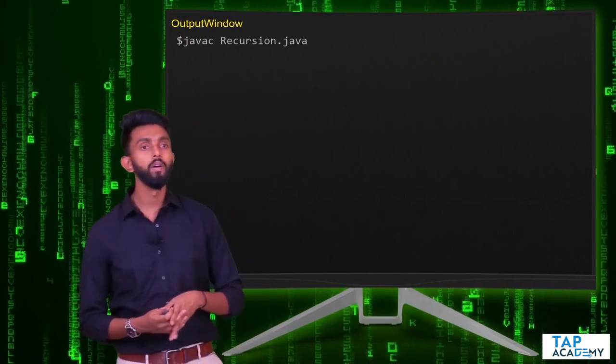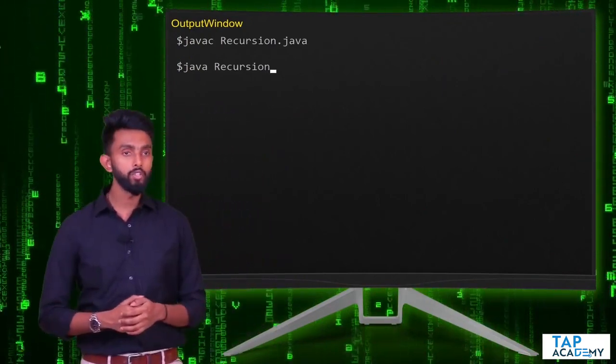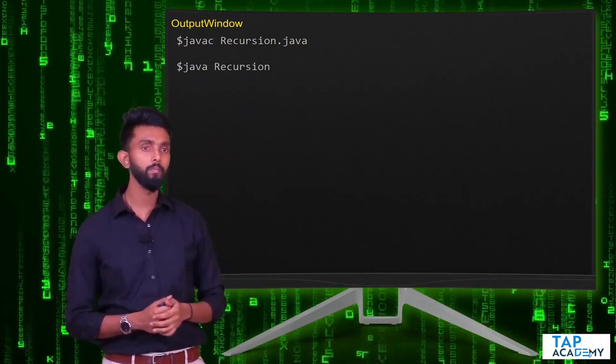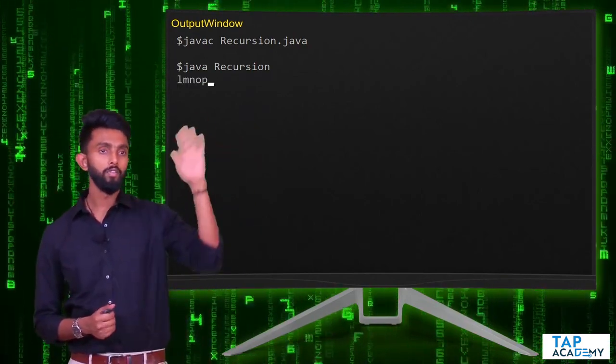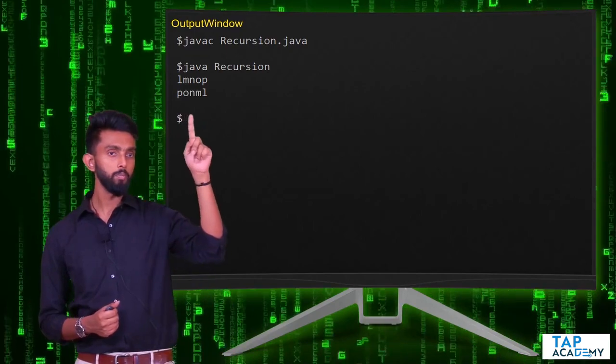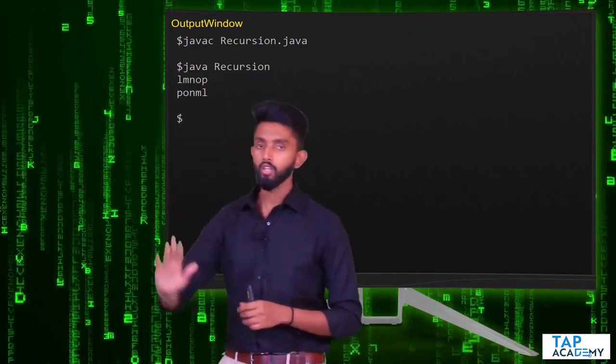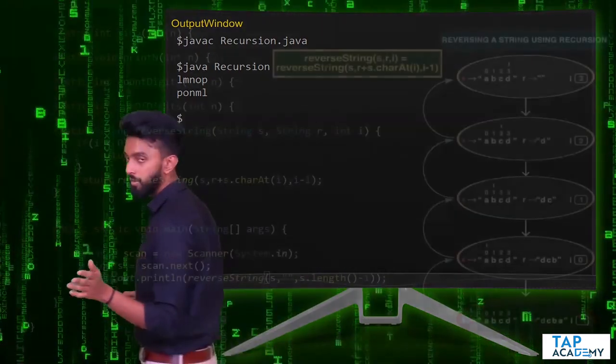Okay, so if I execute it, cool. So now the string, maybe I will type LMNOP. If I press enter, you can see PONML. It works. It works with perfection. So I hope reversing the string is also clear.